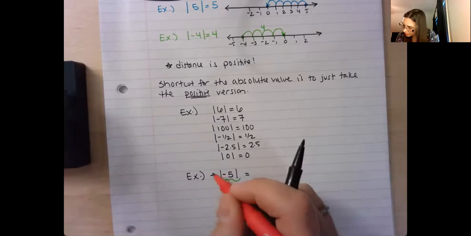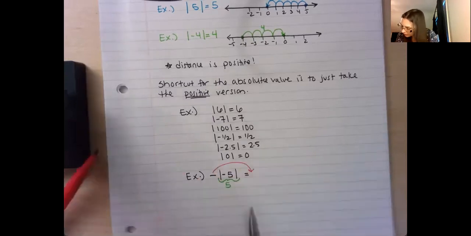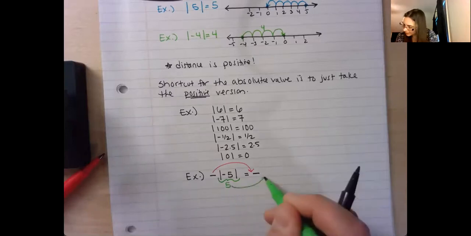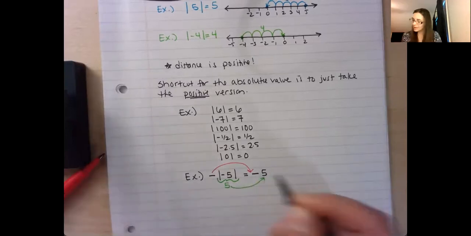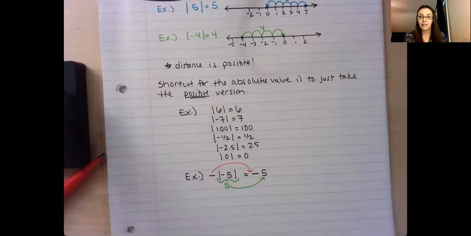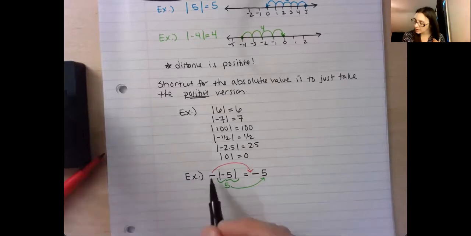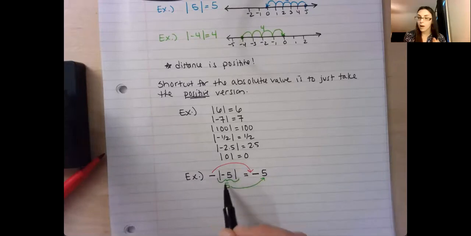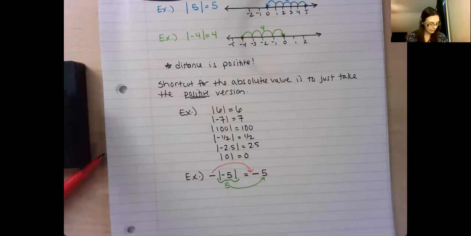So my answer then, this negative is going to stay here, and then this 5 just tacks on here. So my answer is actually -5 in this case. The negative on the outside just tags along here. And the absolute value part does end up becoming positive. So my final result is negative, but the absolute value part is still positive.